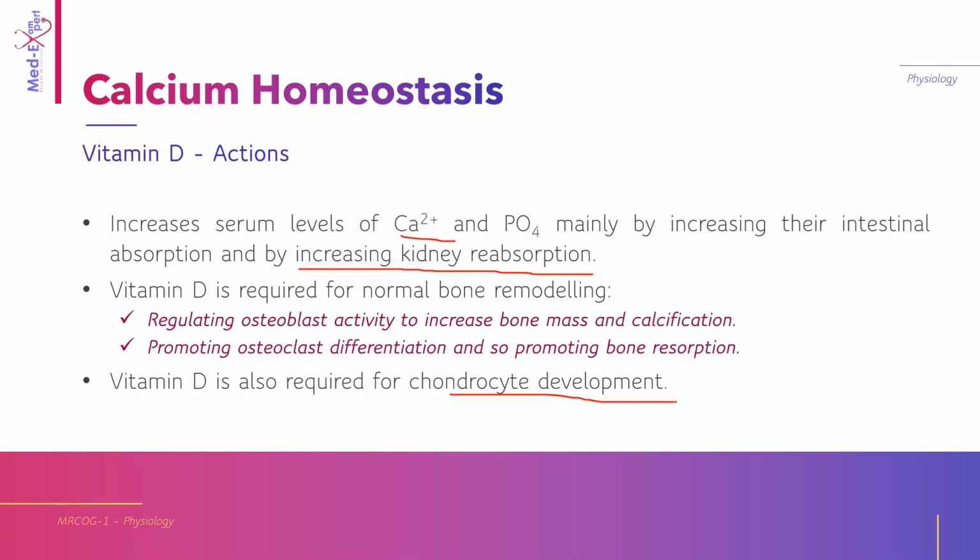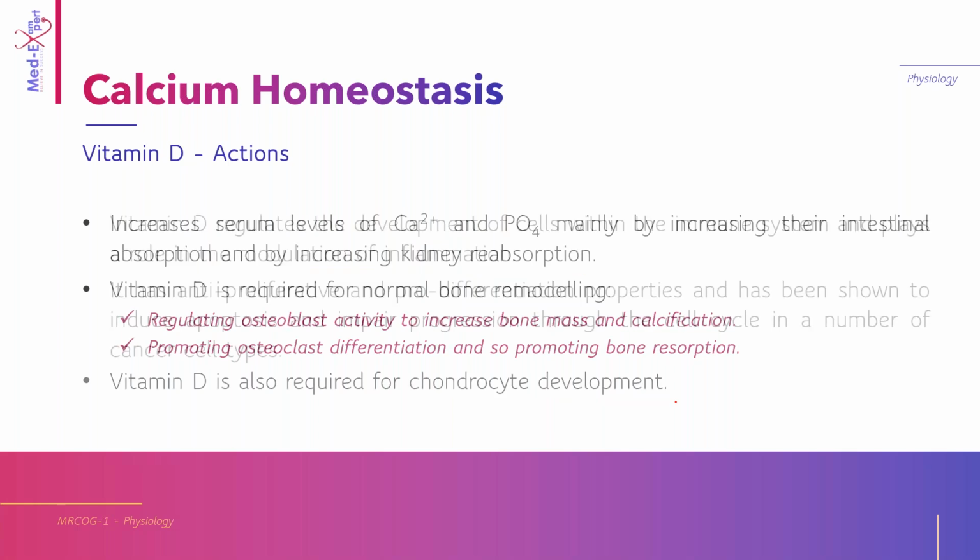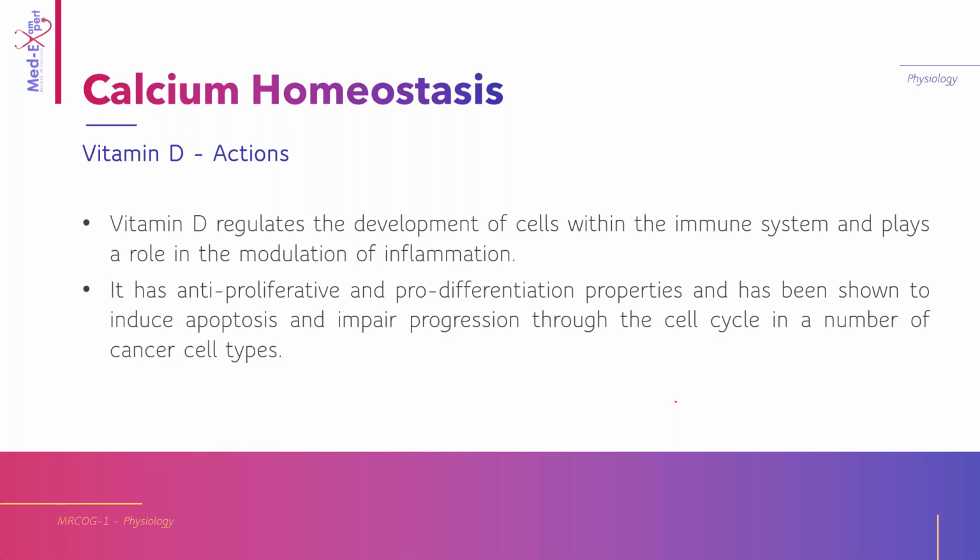Vitamin D is also required for chondrocyte development and other roles related to the immune system and modulation of inflammation. Also, it has anti-proliferative and pro-differentiation properties, and some studies have shown that vitamin D helps in the apoptosis and impairing the progression of the cell cycle of many cancer cells. So these are other roles of vitamin D in the body related to the immune system, the process of inflammation, and the apoptosis or death of some cancer cells.